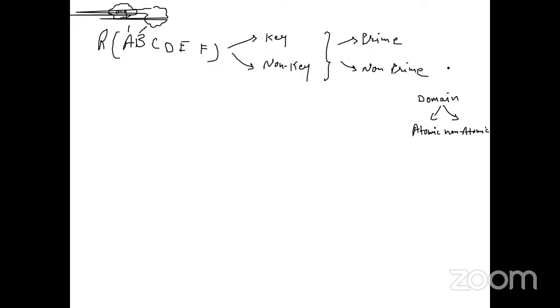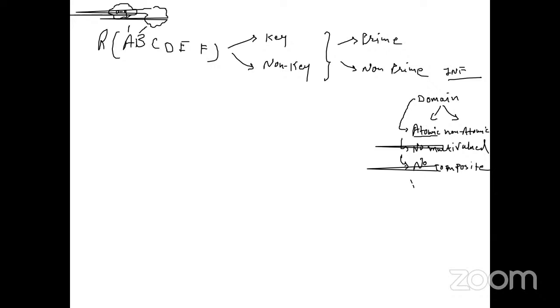First normal form claims that the domain must be atomic. In other words, an atomic domain says that there are no multivalued attributes and there are no composite attributes. Something, I'm not able to write it properly.